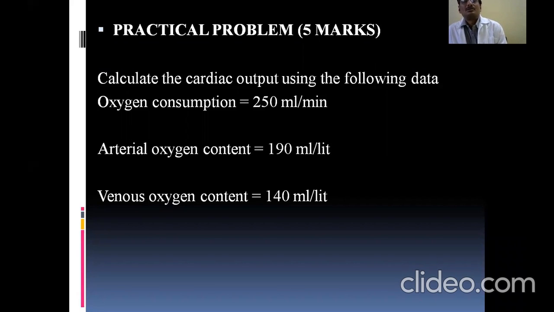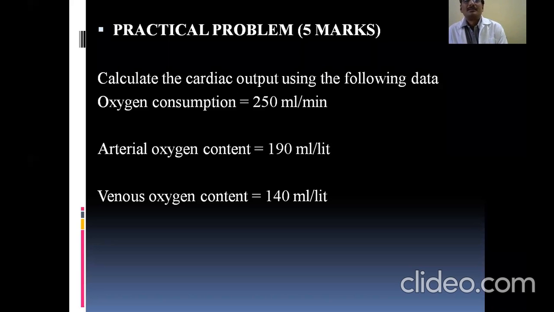In order to take 250 ml of oxygen across the alveolar membrane, how much blood is needed is what we are going to calculate as the cardiac output. How much blood is required to take this 250 ml when the difference is 140 ml per liter in venous blood and about 190 ml per liter in arterial blood. So the formula to calculate cardiac output is oxygen consumption per minute divided by arteriovenous oxygen difference. You put the oxygen consumption as the numerator and the arteriovenous oxygen difference as the denominator.